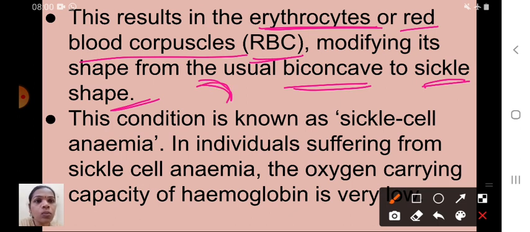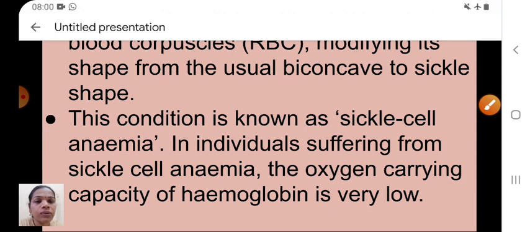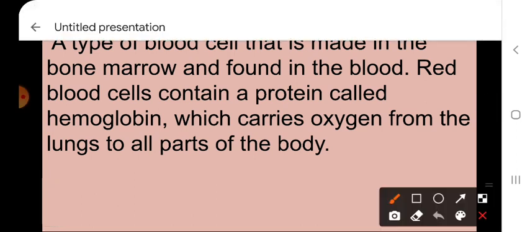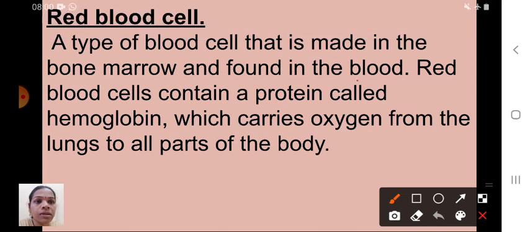Okay, see here what is meant by red blood cells. I will tell you here. Red blood cells are a type of blood cell that is made in the bone marrow and found in the blood. Red blood cells contain one important protein. That protein is called what? Hemoglobin, which carries oxygen from the lungs to all parts of the body.